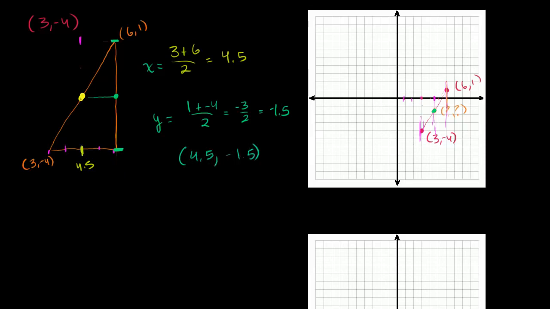Let's do a couple more of these. These actually you're going to find are very, very straightforward. But just to visualize it, let me graph it. Let's say I have the point 4, negative 5. So 1, 2, 3, 4, and then go down 5. 1, 2, 3, 4, 5. So that's 4, negative 5.